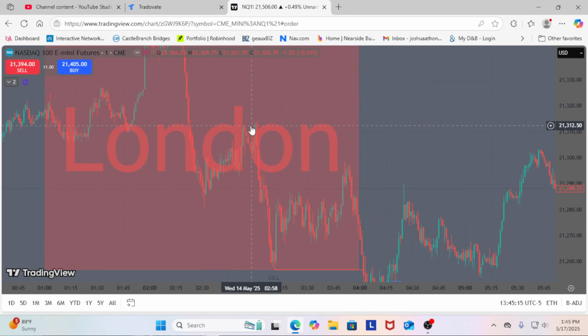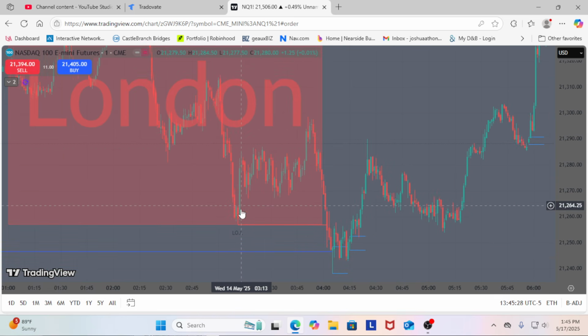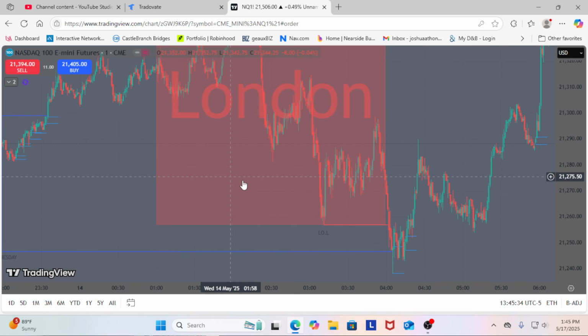Came up to this low right here. Now this low here became a resistance. Came back down, smashed through our true day open in the London session. Came back down, almost hit the Asia session's low. Didn't quite do it yet.